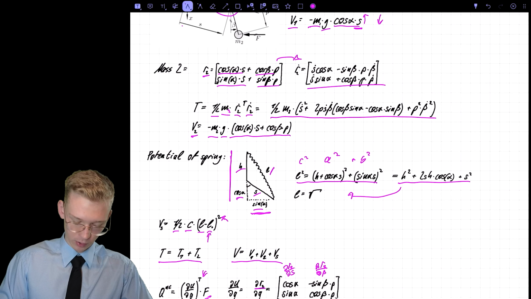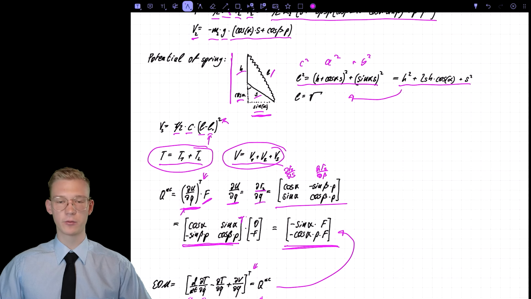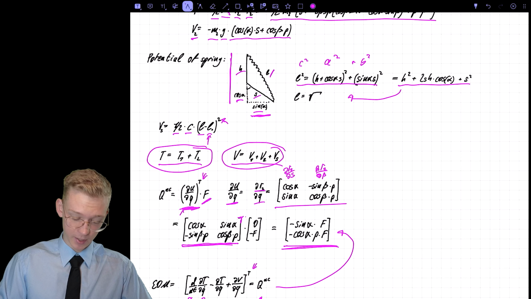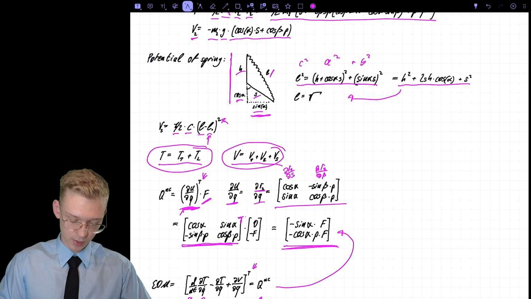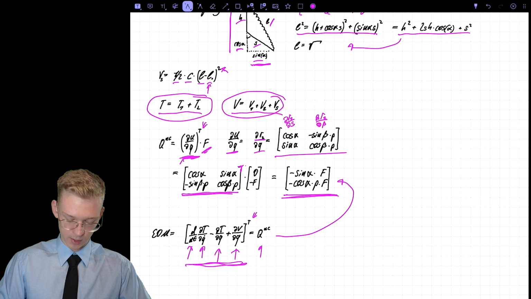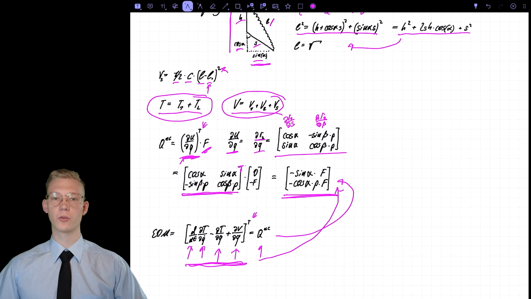And this is everything you need to know when you apply the Lagrange equations, that you first get the total kinetic energy and the total potential energy. If you have non-conservative forces, you need to project them by getting du dq transposed and multiplying it with f, and then just do a simple derivative and set it equal to the non-conservative forces.